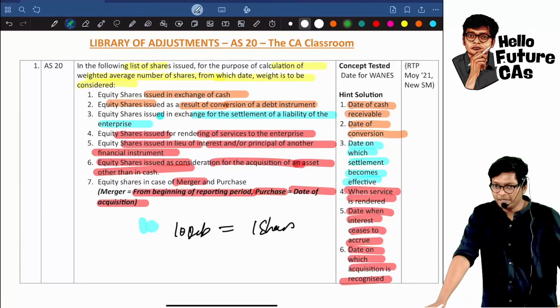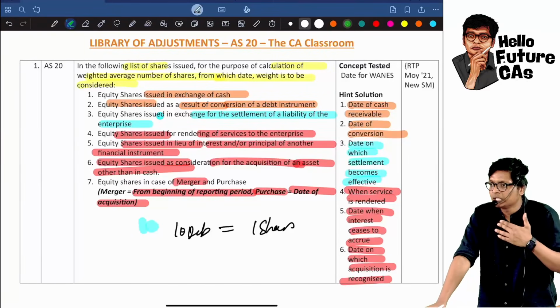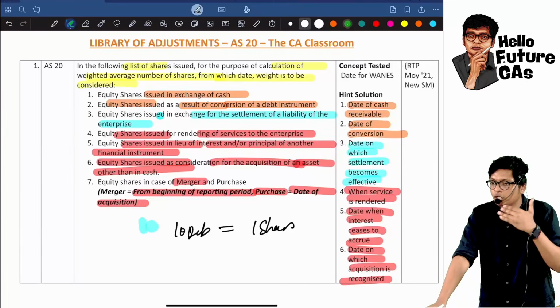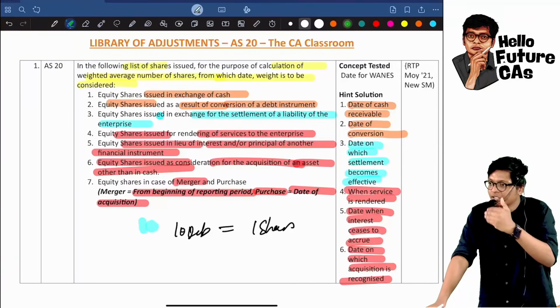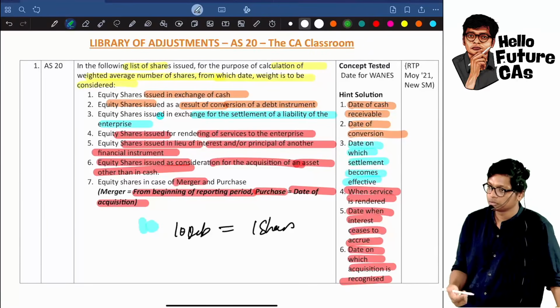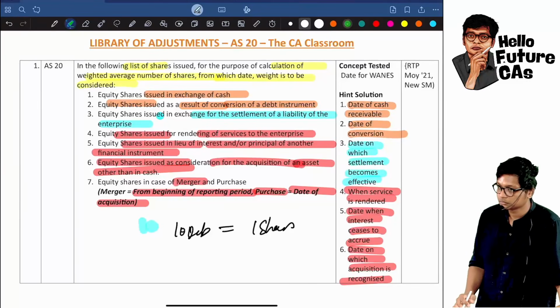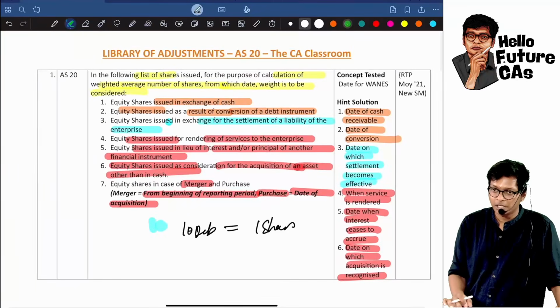Correct. If a supplier sends goods to me with a credit of 60 days, and I don't pay within 60 days, they are saying you have to convert to shares. So after 60 days, I will convert to shares. So for weights also, I will count from the 61st day. For the 60 days, nothing will happen; it's treated as a liability. Understood? Are you following, guys?